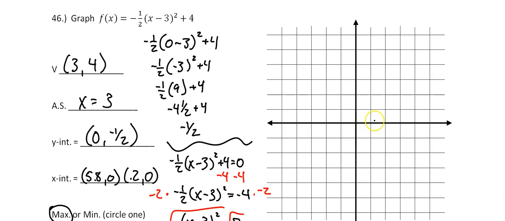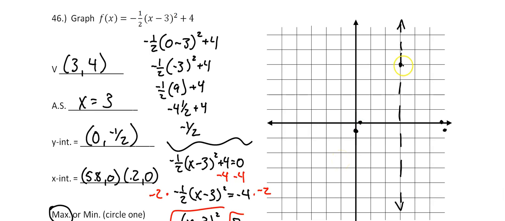So let's see, 3, 4, right here. 0, negative 1/2 is right here. Oh, I've even got my axis of symmetry, I suppose. So I can reflect that point over here. The x-intercepts I can even plot. Let's see, 5.8 is right here, and 0.2 is maybe right here. Okay, so really close to those values, and I can kind of see this thing taking shape.